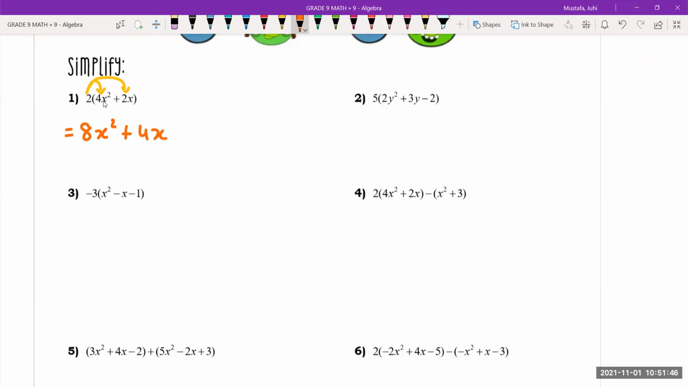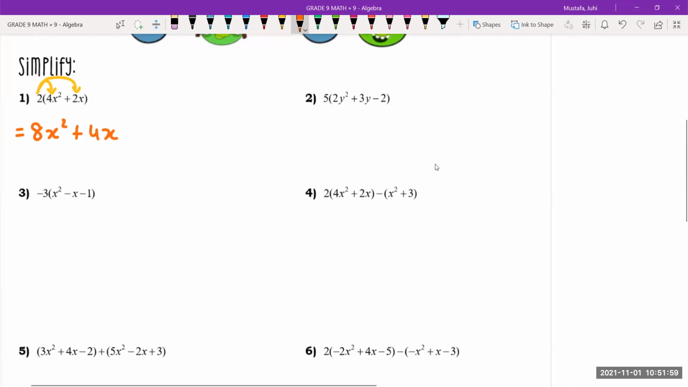So what did we do? We multiplied the first 2 terms together to get this one. We multiplied the second terms together to get this, and we've gotten rid of the brackets, and this process is called distributive property. Okay, if it didn't make sense the first time, let's try another one.